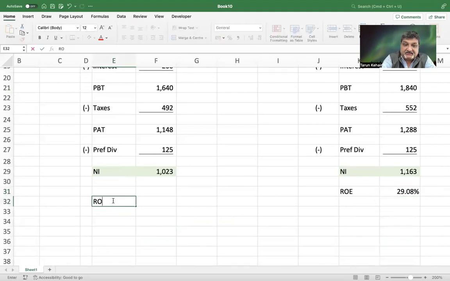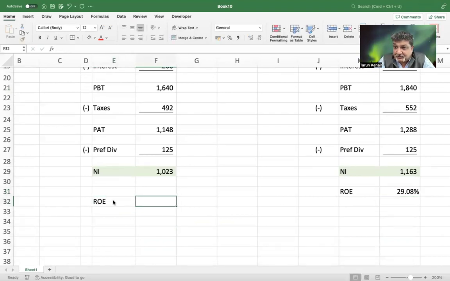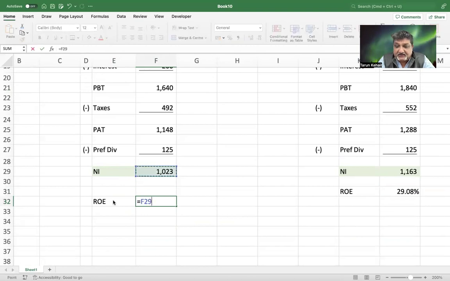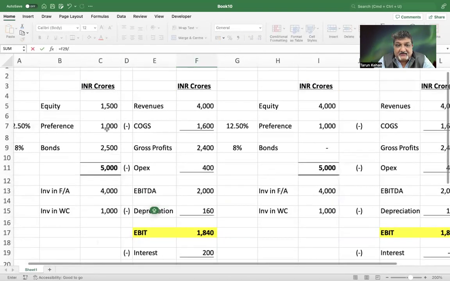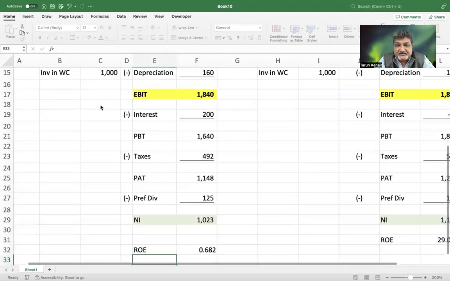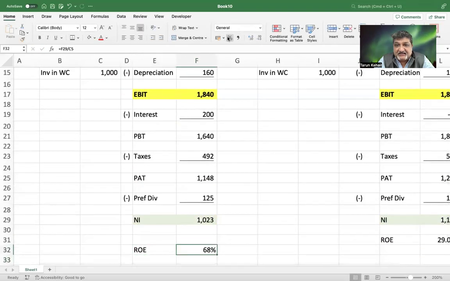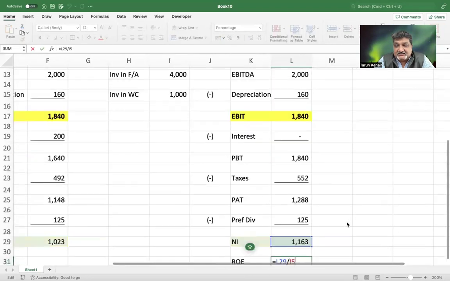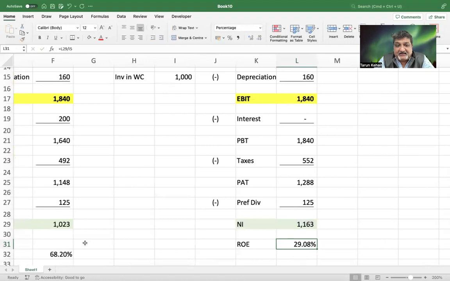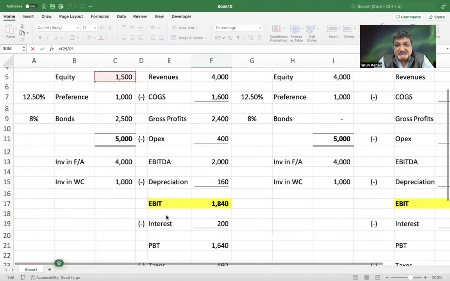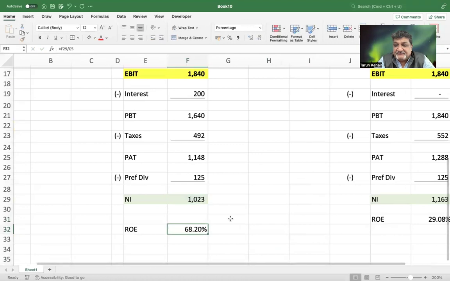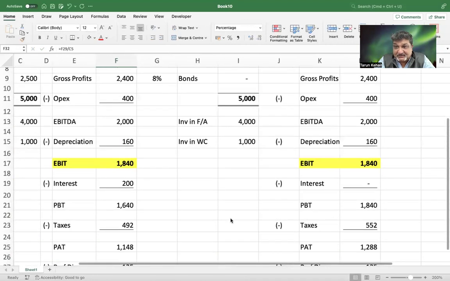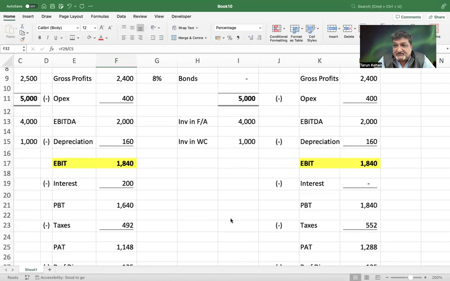What about the ROE in the earlier case, where there was external borrowing or debt? It would have been 1023 divided by 1500, which is approximately 68.2%. So while in this case, the ROE is 29%, in the earlier case, the ROE was 68.2%. So that's the advantage that external borrowing can bring to you. One of the reasons is the tax deductibility.